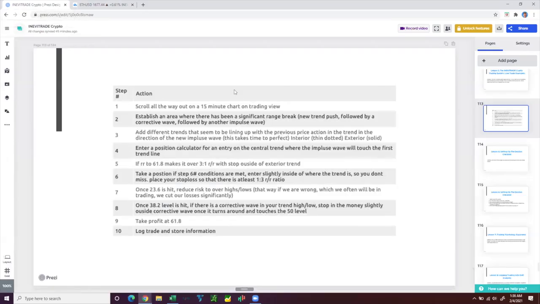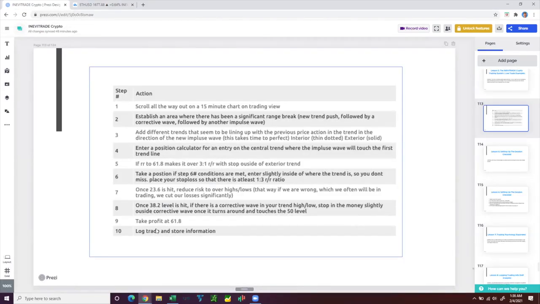And as soon as all of that is done, you're going to log your trades and store your trade information. You want to take a screenshot of the trade and log it so that we can evaluate the performance of the trade and figure out if you're taking the right trades and how you can improve the trades that you are taking.